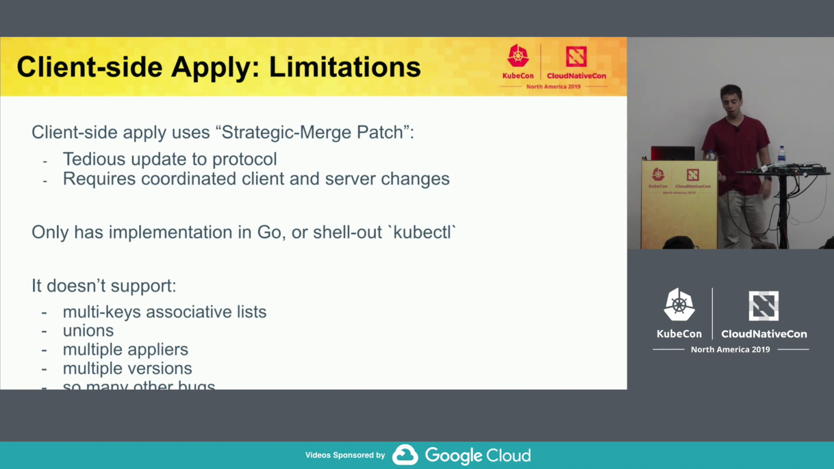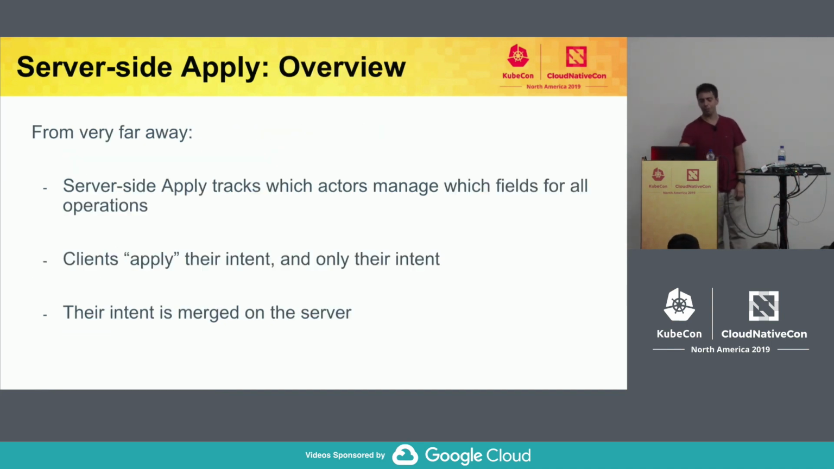And other problems we have is that there is no multi-key associative list. There is no unions. You can have multiple versions. Don't even try to apply an object in a different version. That's not going to work. So we decided to try and fix it.